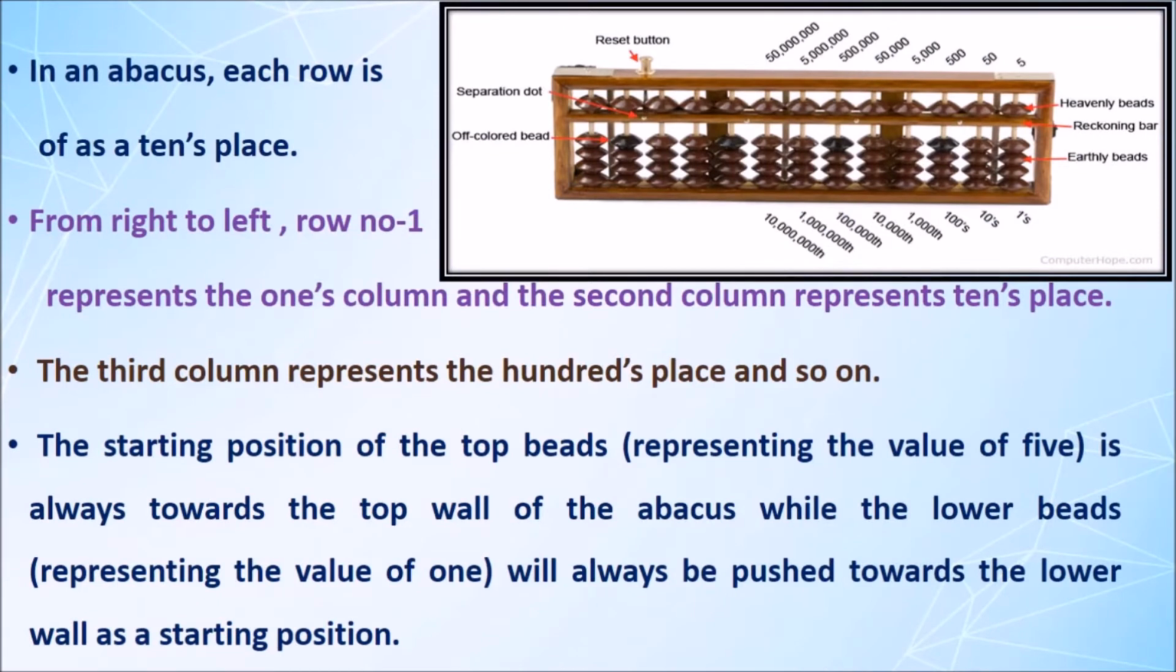In an abacus, each row is of a tens place. From right to left, row number 1 represents ones column, and the second column represents tens. The third column represents hundreds place, and so on. The top beads represent the value of 5 and are always toward the top wall, whereas the lower deck beads represent the value of 1 and are always pushed towards the lower wall as a starting position.